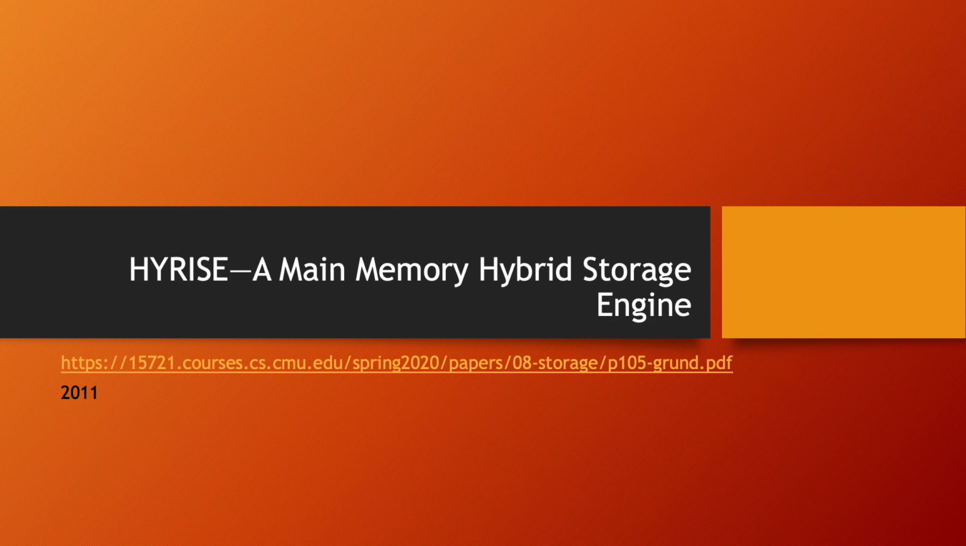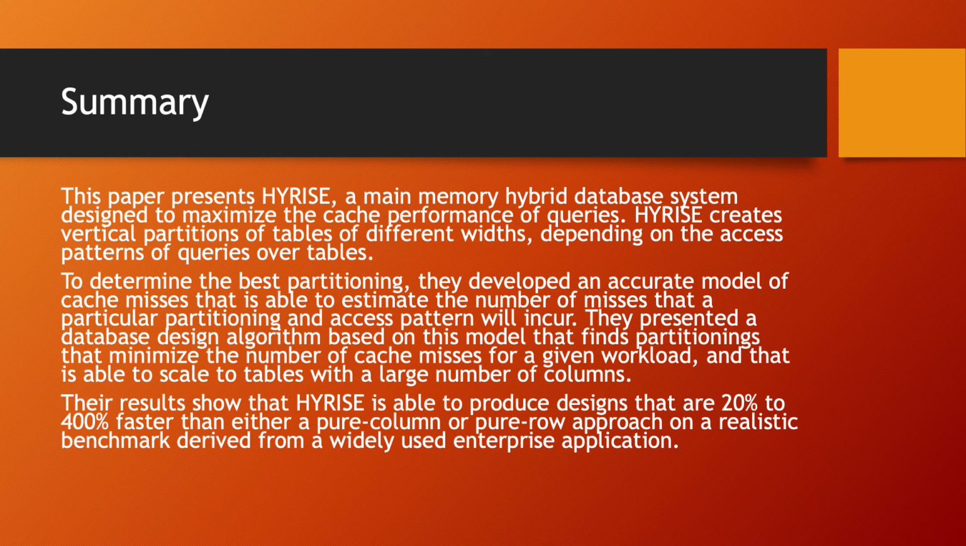Paper of the day is HYRISE, a main memory hybrid storage engine. It's a 2011 paper. This paper presents HYRISE, a main memory hybrid database system designed to maximize the cache performance of queries. HYRISE creates vertical partitions of tables of different widths depending on the access patterns of queries over the table.